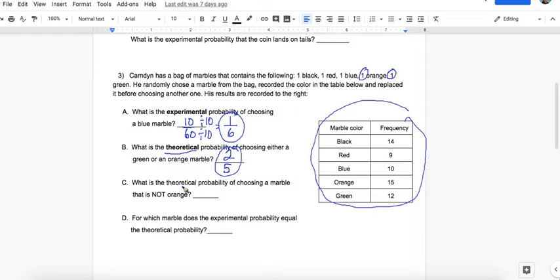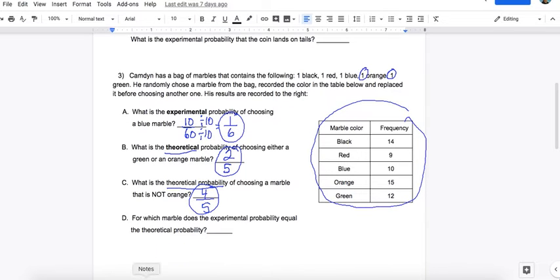What is the theoretical of choosing a marble that is not orange? So I have to count all the ones that aren't orange. Okay, so 1, 2, 3, and 4. So it's 4 out of 5 that are not orange. Another way of doing it too, since we know there's 5 marbles, just subtract the ones that are orange to find out the ones that aren't orange. So 4 out of 5 cannot be simplified.